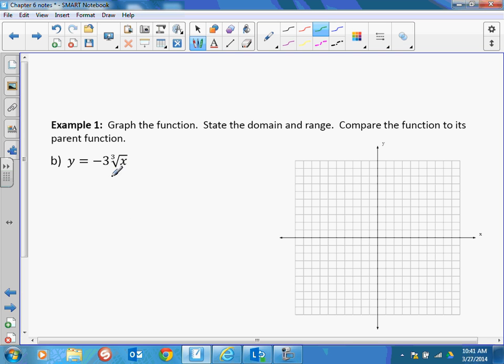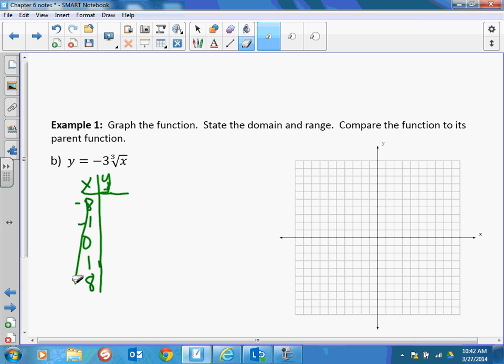Okay, so it says graph the function. We got y equals -3 times the cube root of x. The first thing we do is make a table. And right here, what I would do is put 0 in the middle. Okay. And I'm going to put -1 and 1. And I'm going to pick -8 and +8. The reason I picked those is because those are all perfect cubes. And so I won't have any decimals, and then I'll make my graph so I can just graph integers.